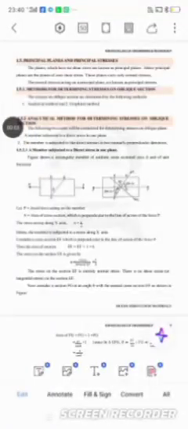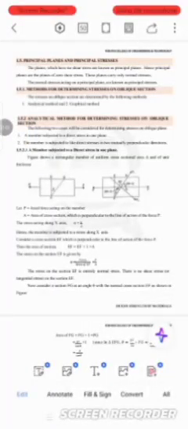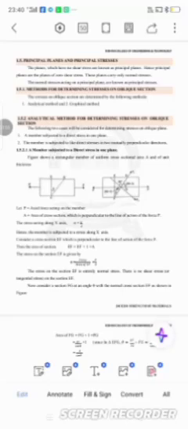Dear students, first unit last topic is principal planes and principal stresses. The planes which have no shear stress are known as principal planes. Hence, the principal planes are the planes of zero shear stresses. These planes carry only normal stresses. The normal stresses acting on the principal planes are known as principal stresses.